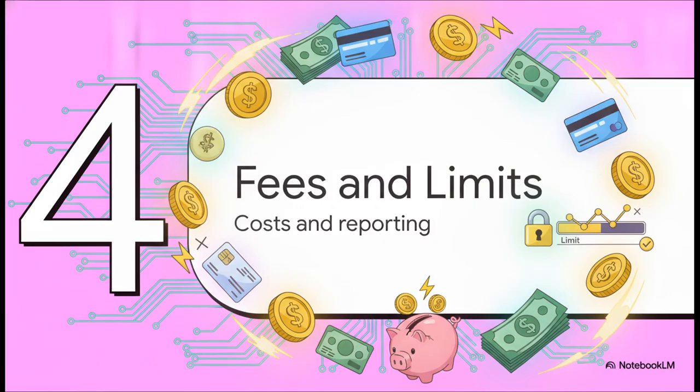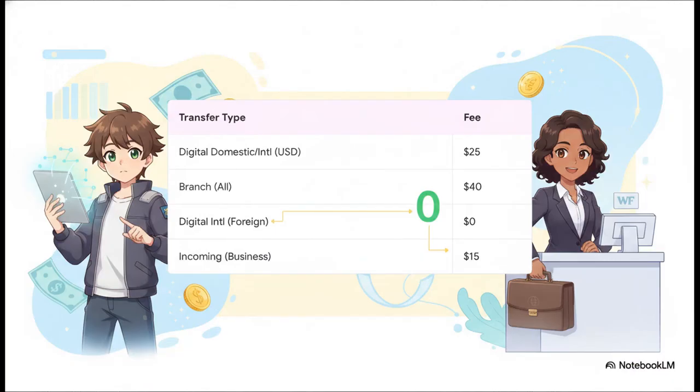Let's look at Section 4. Understanding fees and limits. Let's break down the fee schedule, because nobody likes surprise charges. Wells Fargo uses a dual-tiered system. Doing it yourself digitally is definitely cheaper. Sending a digital domestic or international wire in US dollars costs a flat $25. But if you go into a branch for hands-on assistance, that fee jumps to $40 for all outgoing wires.